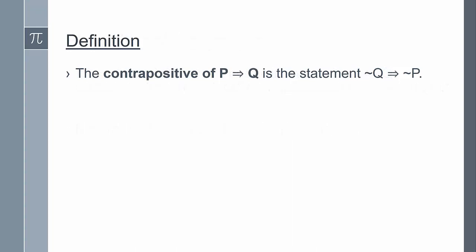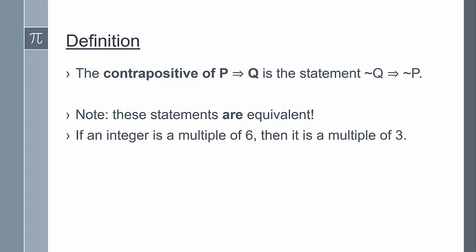Another statement that we often come across in proving mathematical theorems is called the contrapositive. The contrapositive of P implies Q is the statement not Q implies not P. These statements are equivalent. Sometimes it might be easier to prove a contrapositive of a given statement.